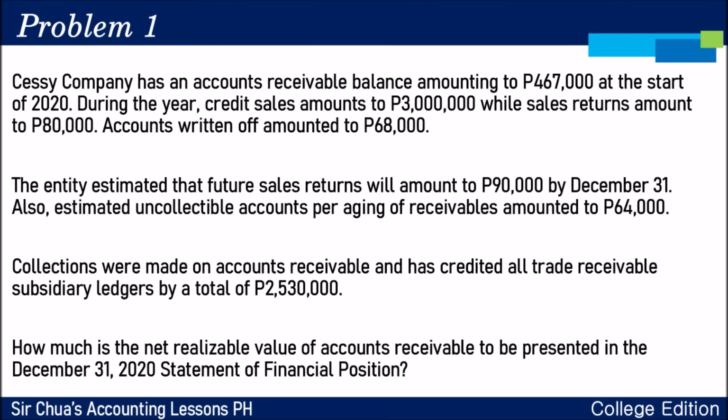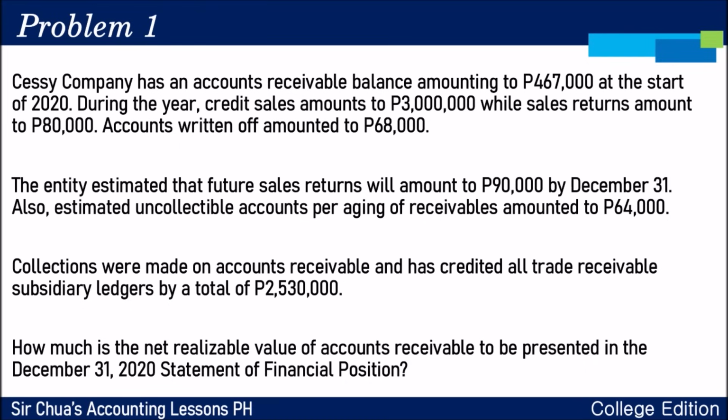When you say aging of receivables, that's the analysis of how long the receivables have remained unreceived by the company. 0 to 30 days, 31 to 60 days, more than 60 days, mga ganon. Tapos may related percentage na ine-estimate si company doon kung magkano na hindi nila ma-receive. Okay, ganon siya. So per aging of receivables, the uncollectible accounts is 64,000.